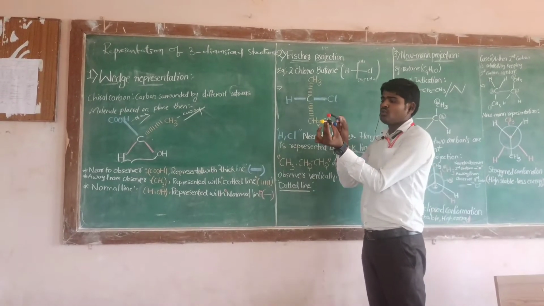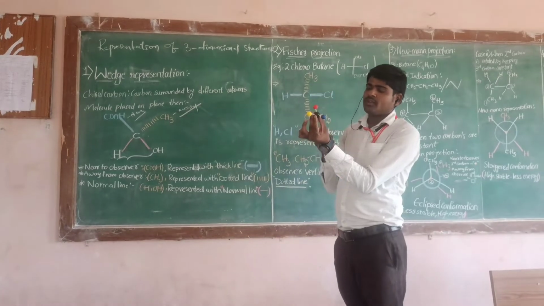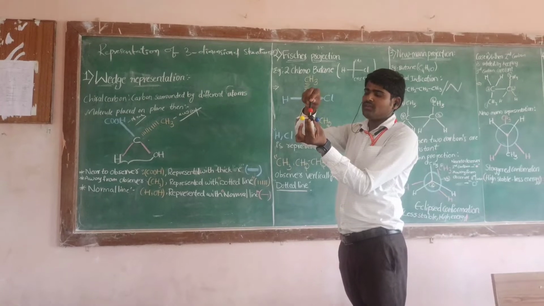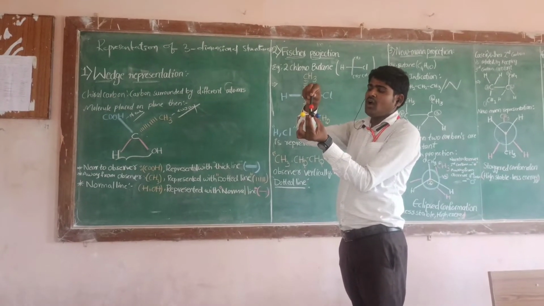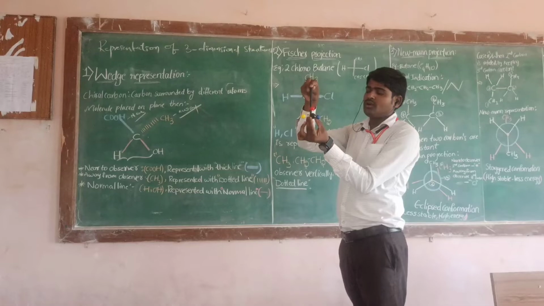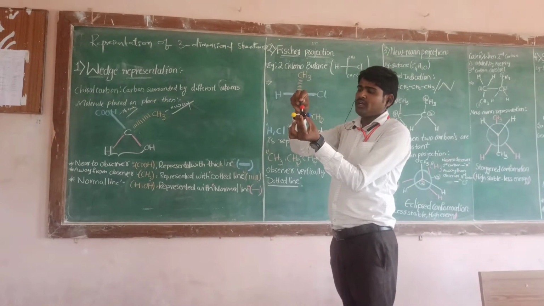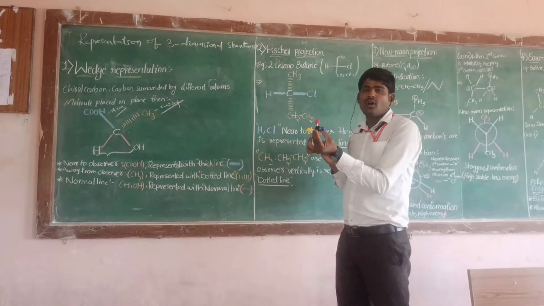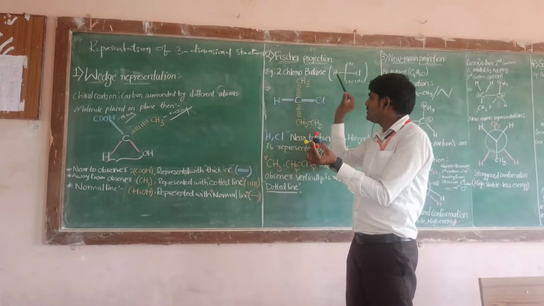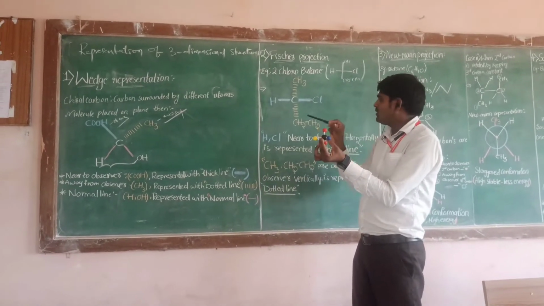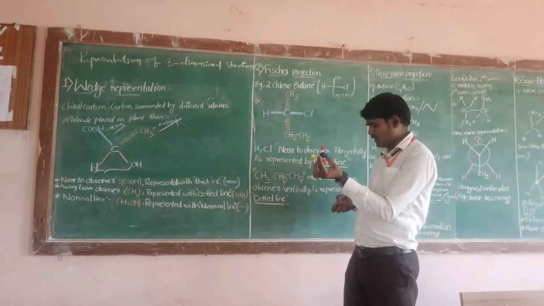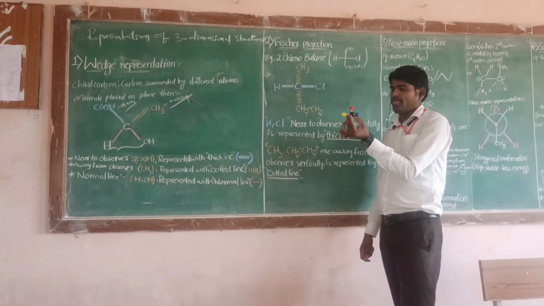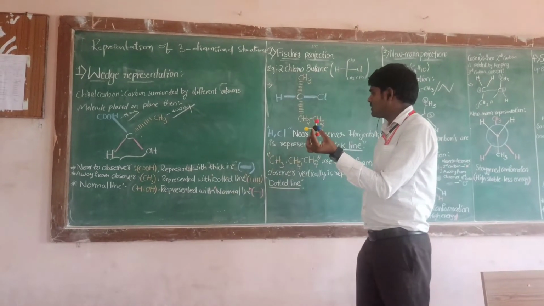And the remaining two atoms are away from the observer. These two atoms away from the observer are viewed vertically, and they are represented by a dotted line. One is CH3 and one more is the ethyl group, CH2 CH3. So these are Fischer projection representations.